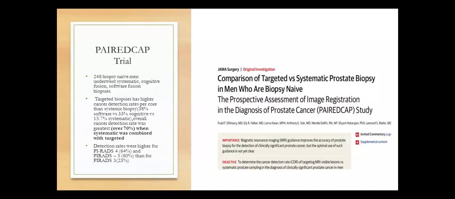And then we have the PEDCAP trial, in which 248 biopsy-naive men underwent systemic, cognitive, and software biopsy. This trial showed that targeted biopsies do have higher cancer detection rates per core than systemic biopsy. And the take-home message from this trial was that the overall cancer detection was greatest, over 70%, when the targeted biopsy was combined with systemic biopsy, all in one setting.